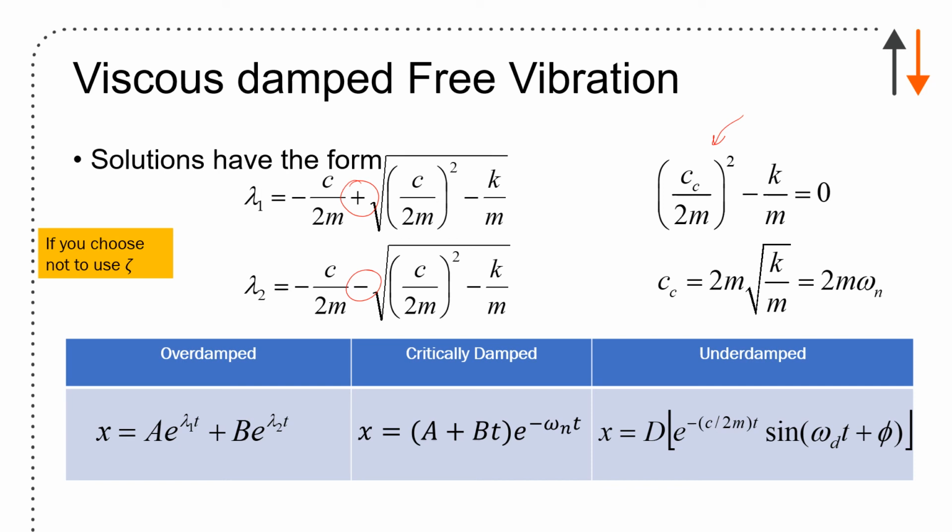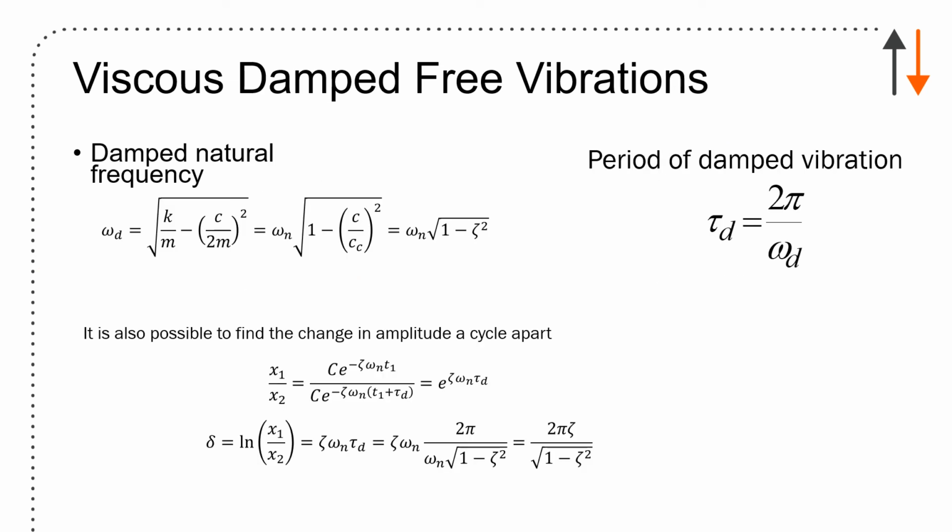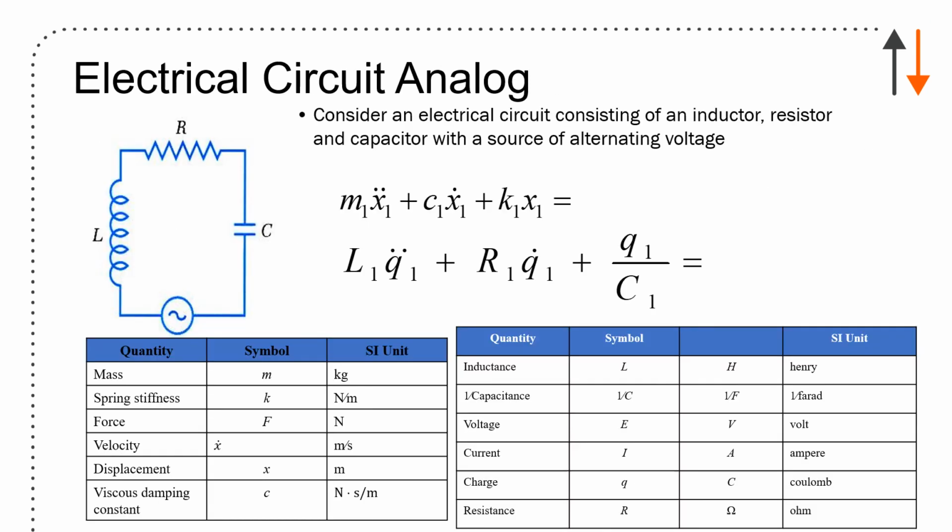In this case, you have two roots of the same value, and that's why you end up with a solution like this. In the underdamped case, you have x equal to some constant times a logarithmic decrement, sine of omega d t plus phi. So if you do that, you can put that damping factor in there, and you can relate it to omega n, the natural circular frequency, times the square root of 1 minus (c over cc) quantity squared. And you can have a period of the damped vibration, 2 pi over omega d.